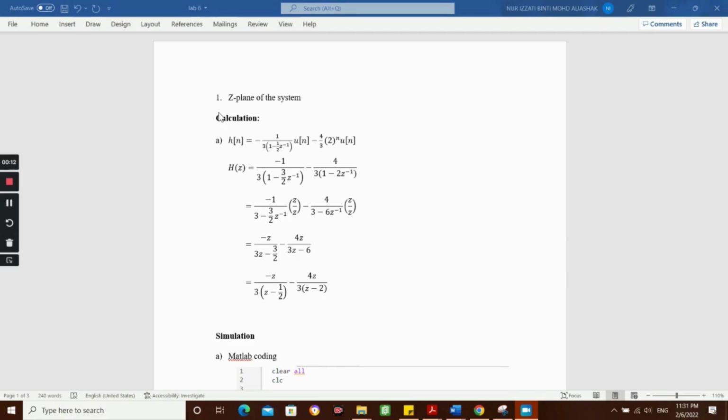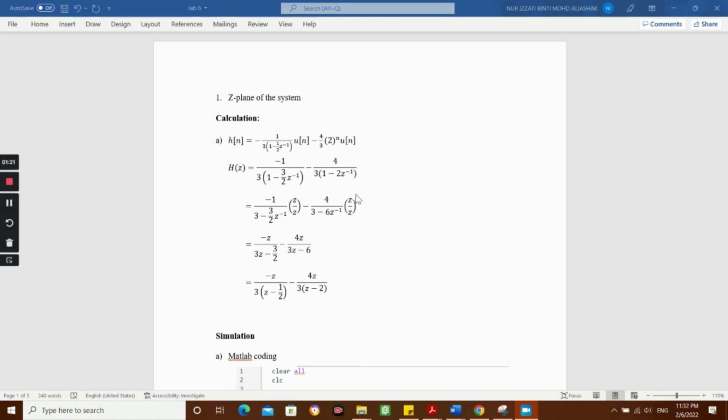For question 1, the Z-plane of the system. For question A, the discrete-time system given is h[n] = -1/3 (1 - (1/2) z^-1) u[n] - 4/3 2^n u[n]. To transform the discrete-time system into a Z transformation, we refer to the Z transform pair table, and then we get the Z transformation equation.